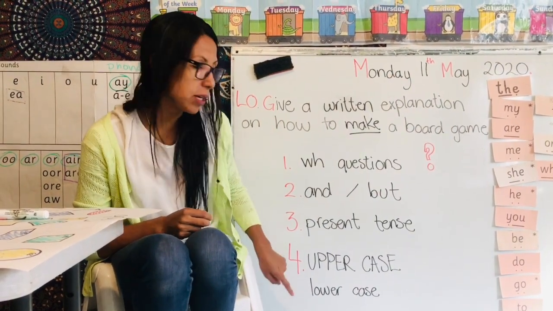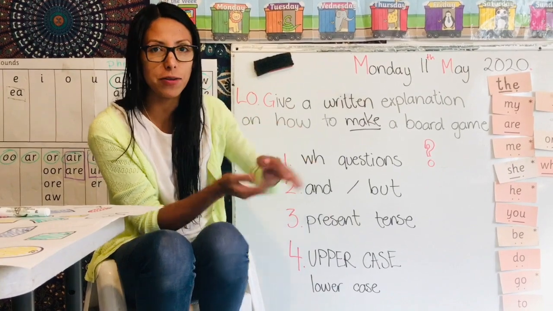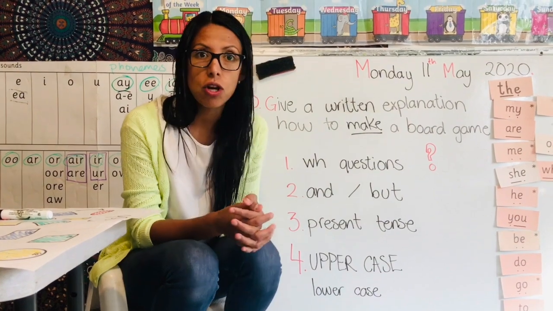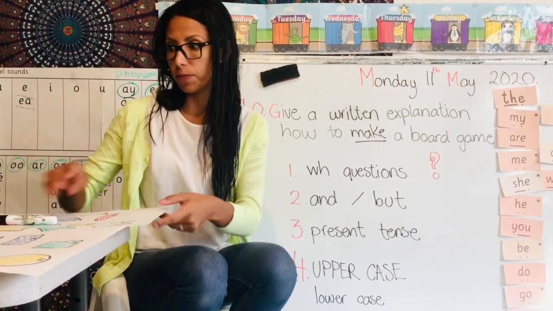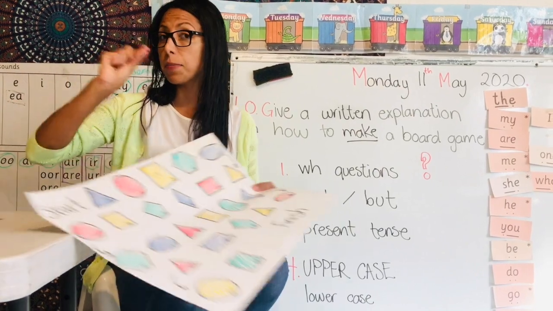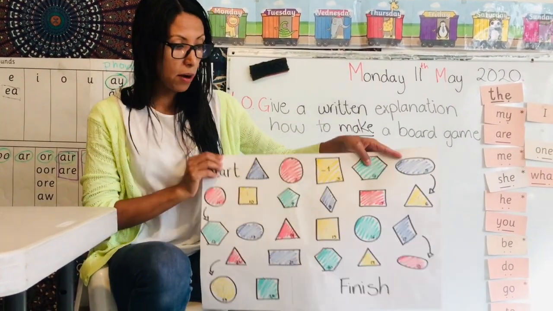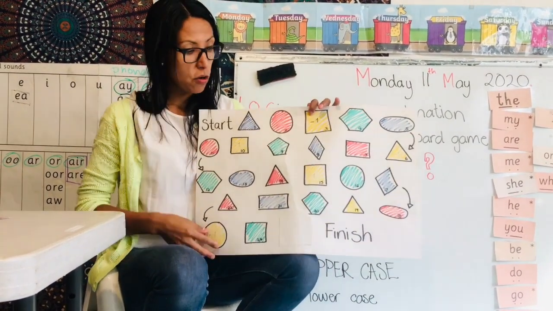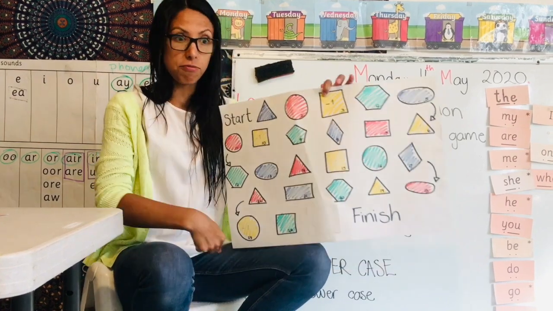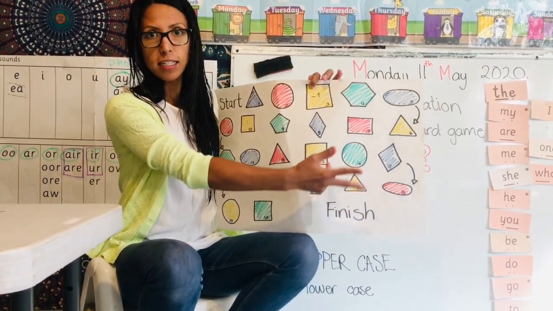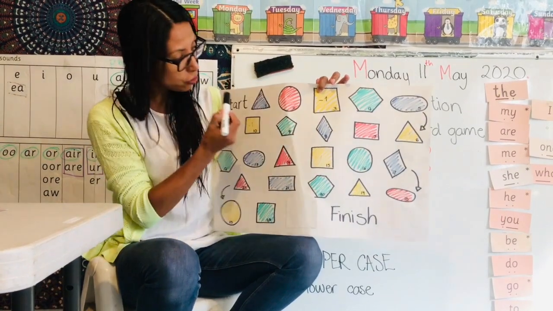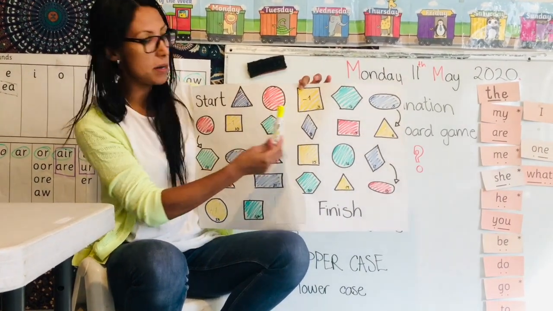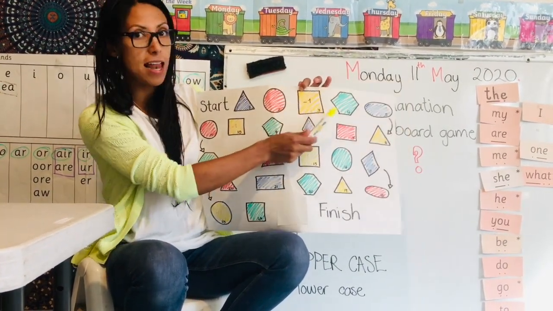And also last week we learned about uppercase and lowercase letters. So these are things we're going to use to write our explanation. I'm going to go step by step in a minute, but we already know how to make a board game. Do you remember that first we traced a rectangle, then we cut it, then we drew shapes, we colored them following the pattern blue, red, yellow, green.